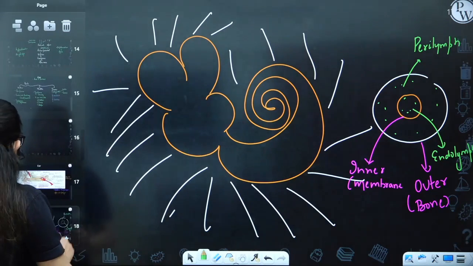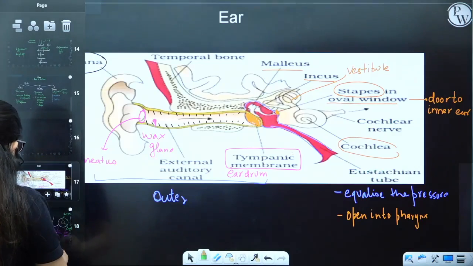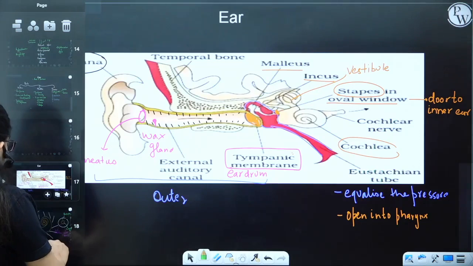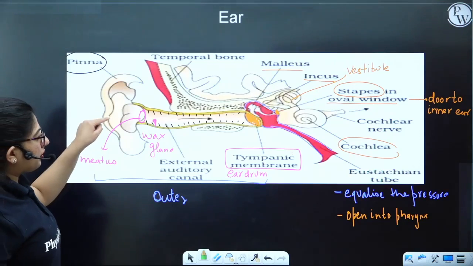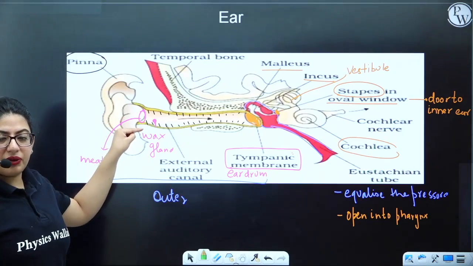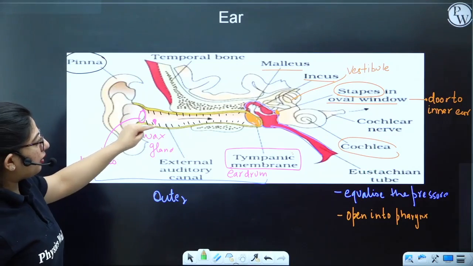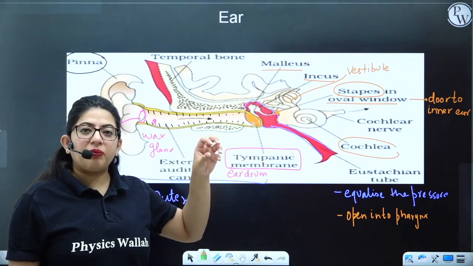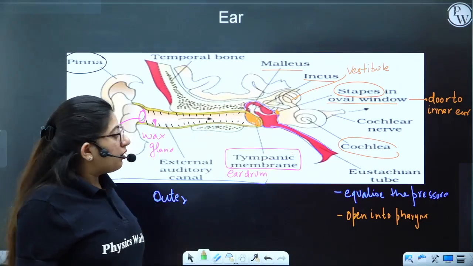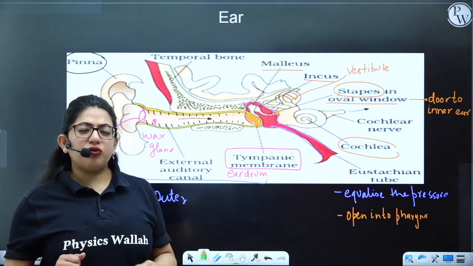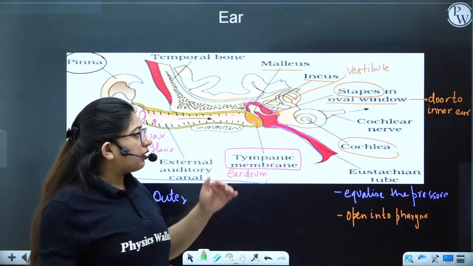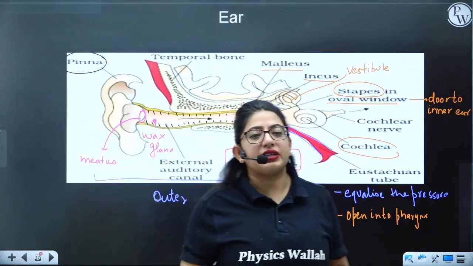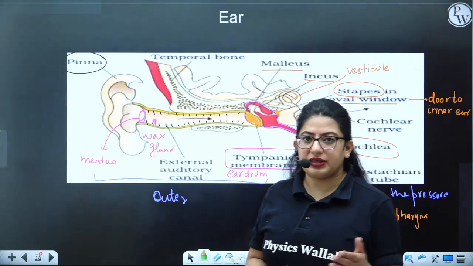Now, let's see, how do you hear? If this is the ear pinna, the sound waves will come through the ear pinna and strike the tympanic membrane. And now the tympanic membrane will vibrate, like this. Now, the voice is very low. You want to amplify it so that the information should go nicely inside.